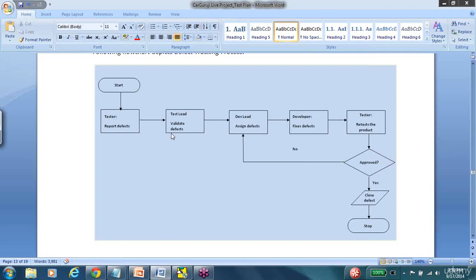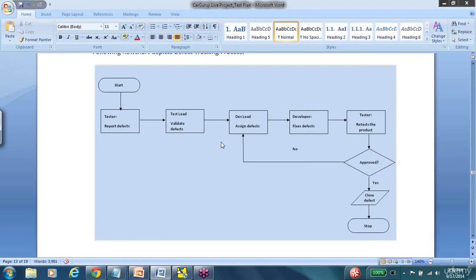No, right? There has to be some sort of moderator, mediator who will overlook the defects that are being generated and report them appropriately. So that role is played by the test lead, and all the defects that are encountered are sent to the test lead to validate. And the test lead will then assign it to the development lead.